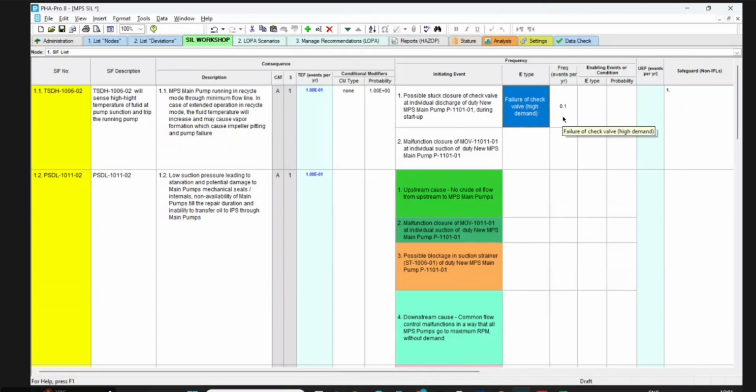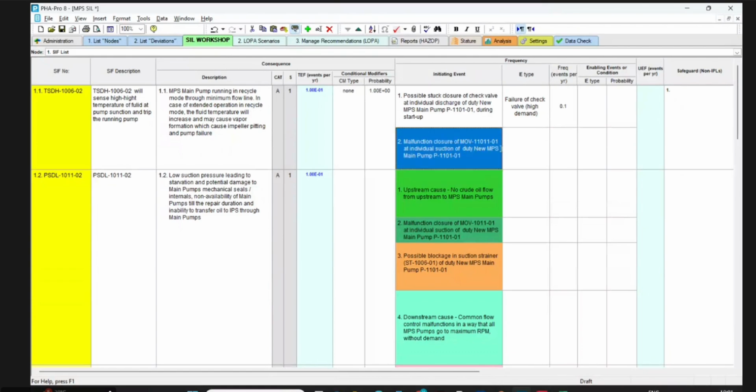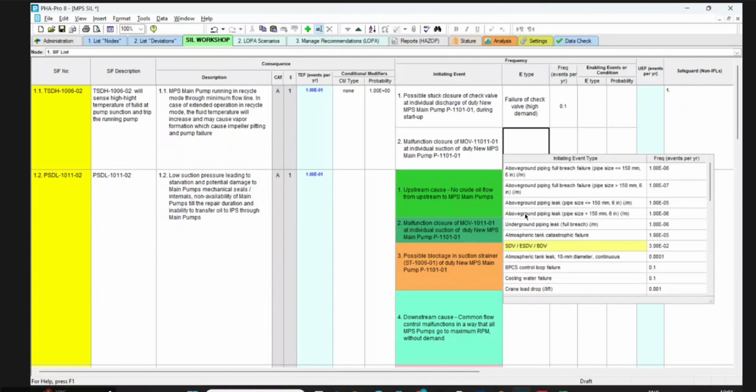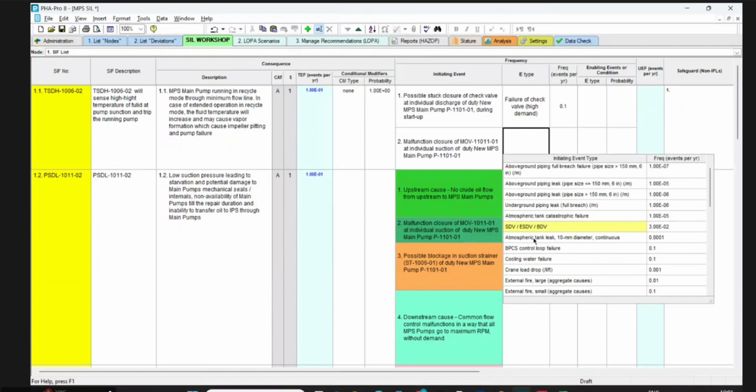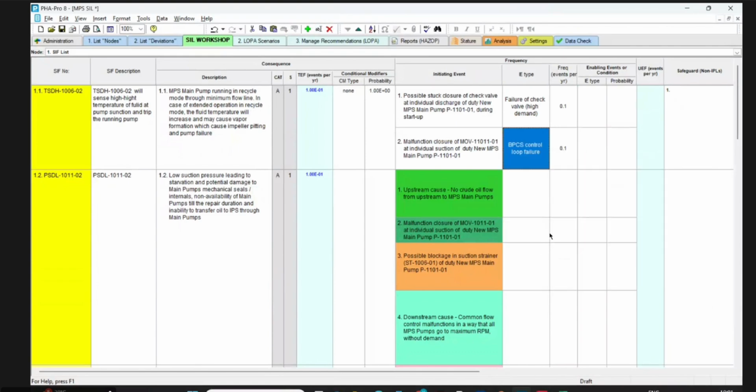So this is 0.1, once in 10 years. Let me know if you don't agree. But yes, once in 10 years, this check valve can get stuck. So I will keep the same thing. MOV is BPCS, so we'll take the BPCS here. BPCS loop failure, this is 0.1. Enabling event is none. In both cases, none.